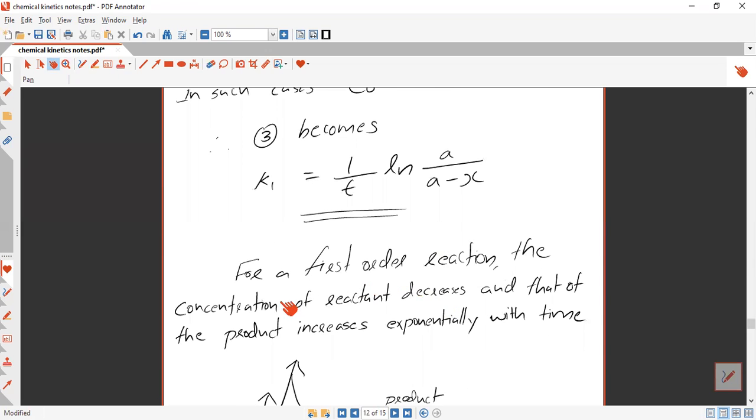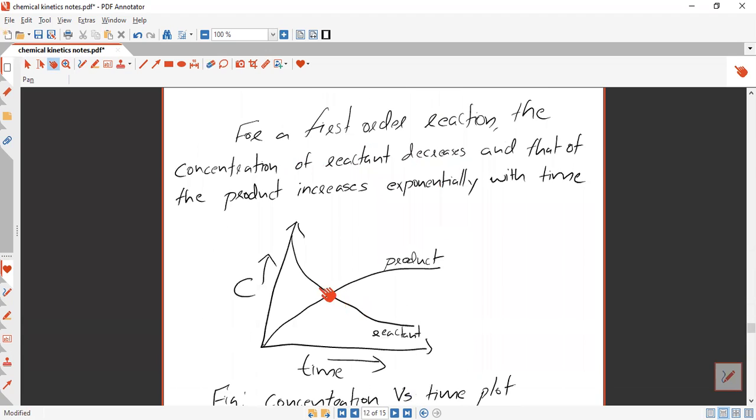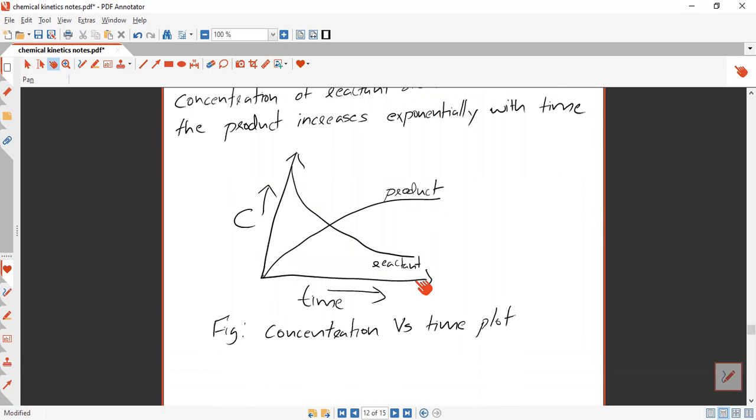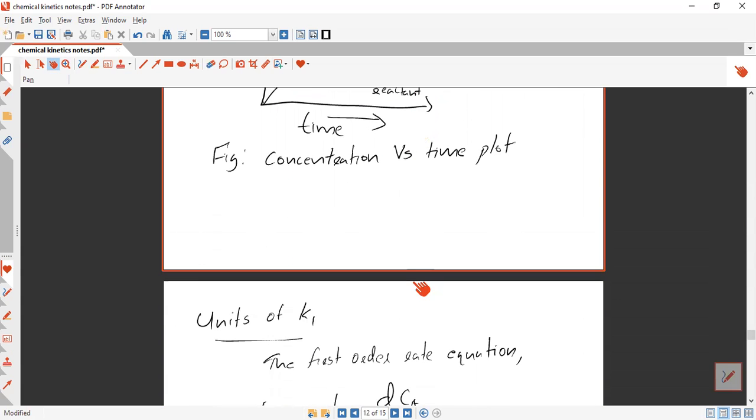For a first order reaction, the concentration of the reactant decreases and that of the product increases. If we plot a graph of concentration against time, as time increases the reactant concentration decreases exponentially, and that of the product increases. This is the concentration versus time plot for a first order reaction.